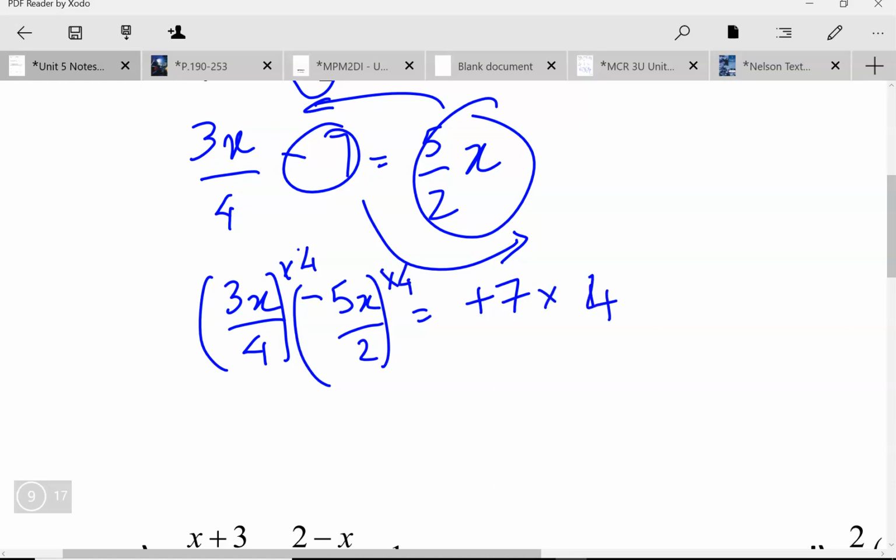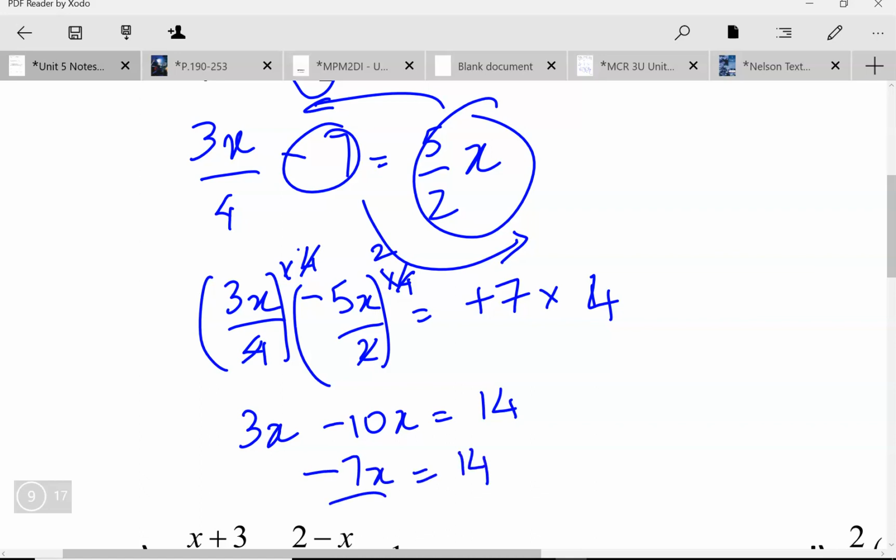You can take the lowest common denominator between these two terms first, and then worry about the 7. You first have to collect the x terms before you do anything. That's the most important step, before you break up an x term. So the 4 gets canceled. This is just 3x. 2 and 4 gives me a 2. So minus 10x equals 14. This is negative 7x equals 14. Divide both sides by negative 7. x equals negative 2.